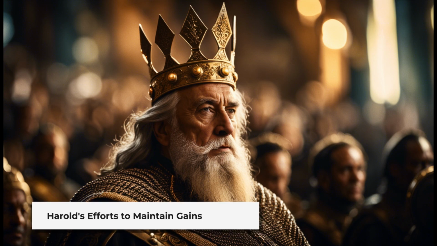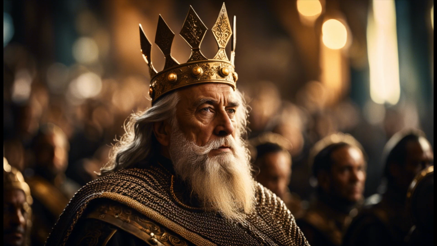His reign was primarily focused on consolidating his power and dealing with the threat posed by his half-brother Canute. Known for his speed and skill, hence his nickname, Harold's rule was marked by his efforts to maintain the gains made by his father, Canute.